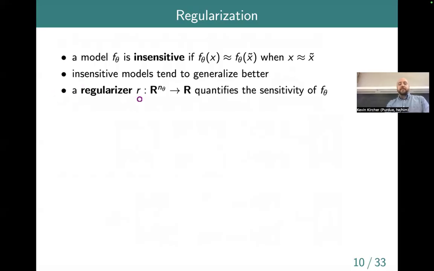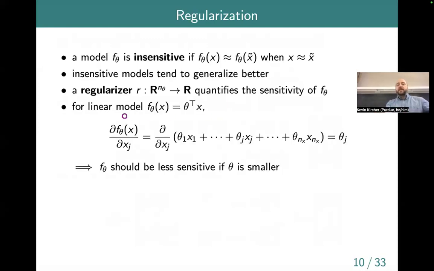So a regularizer, call it a function R, maps from your parameter space into just scalars. And it is a function that quantifies the sensitivity of your predictive model. When we're talking about a linear model, how sensitive a function is, you can roughly quantify by looking at its derivative. If a function has a really high derivative with respect to some input variable, that means its slope is super high, which means if you adjust that variable just a little bit, you can get really big changes in the output of your function.